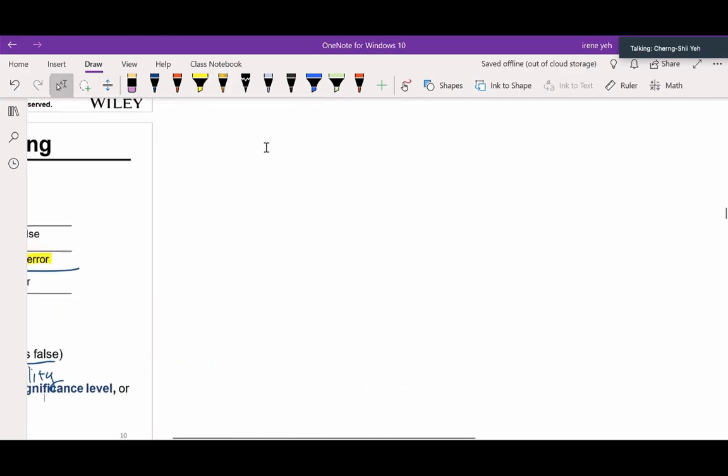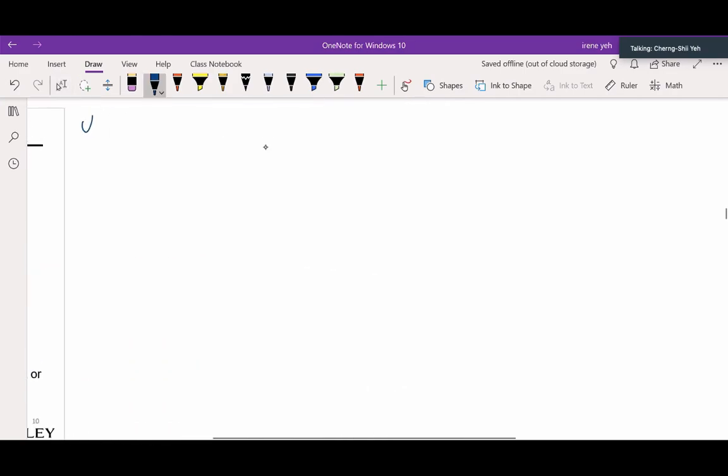So I'm going to rewrite the definition of alpha. It is the probability of making a type 1 error, which is the probability of rejecting a null hypothesis when it is true.